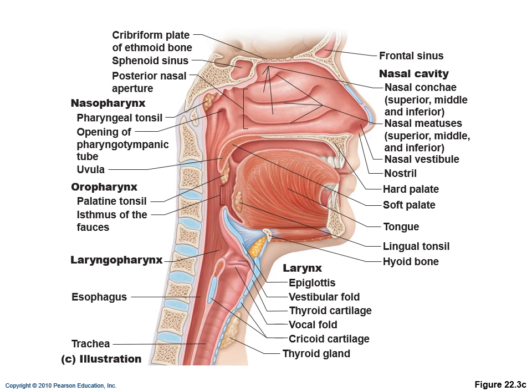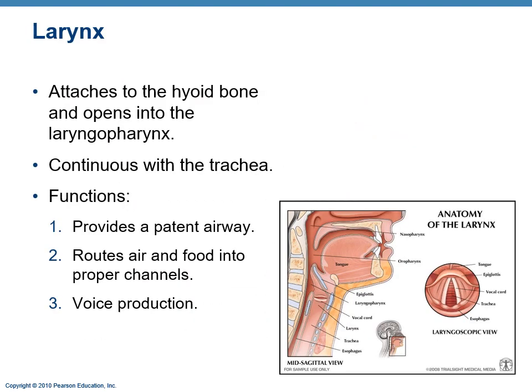And then you go into the oropharynx at the back of the mouth, in the back of the throat here. But when we talk about this is all the throat, right? The oropharynx is behind the mouth. And then you have the laryngopharynx behind the larynx, or voice box. The larynx attaches to the hyoid bone anteriorly and opens into that laryngopharynx. It is continuous with the trachea, aka the windpipe, and functions 1, to provide a patent or open airway, 2, routes for both air and food to move into their proper channels, and 3, as a source of voice production.